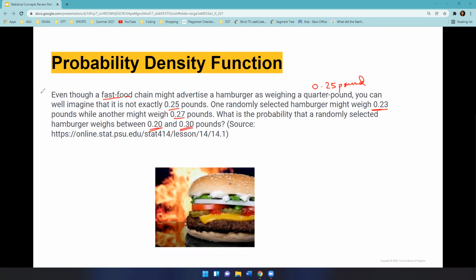So this is basically a problem of PDF. They are asking us to calculate the probability that the weight of the hamburger lies between these two ranges, 0.20 and 0.30 pound. So this is an example of a probability density function.